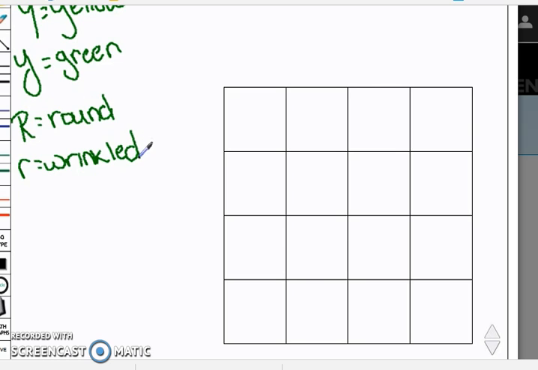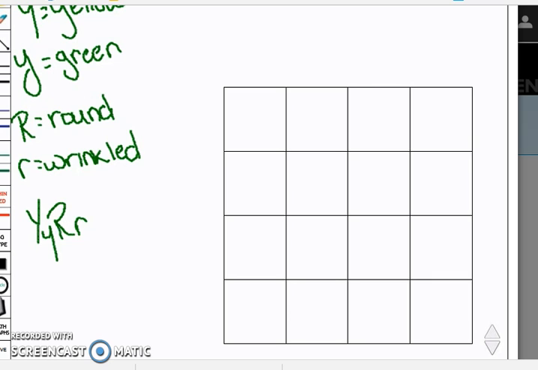In order to fill in these squares, the easiest thing to do is to look at the parent. In this example, we are going to use a heterozygous parent for both of them. Remember, heterozygous means different, so they have two different alleles, or two different letters, a capital and a lowercase.